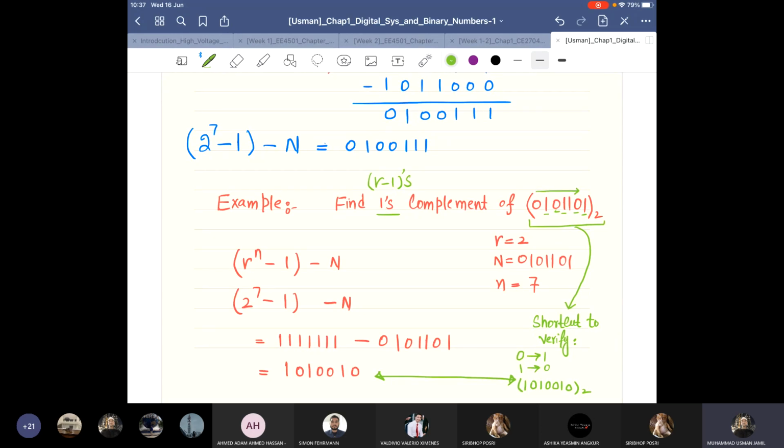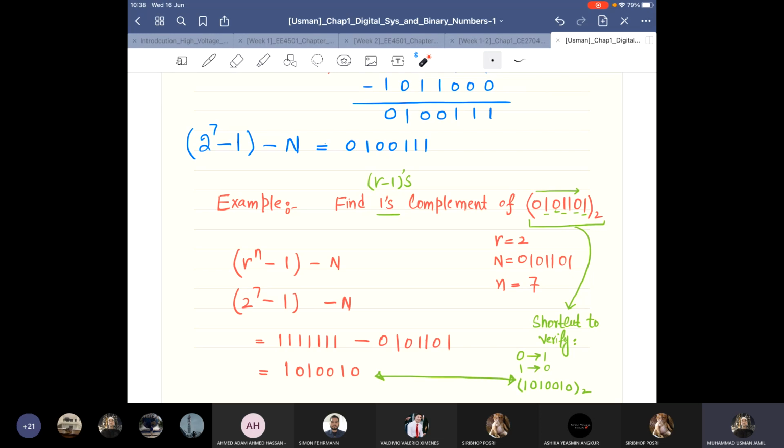So for binary numbers, if you have a 0, change it to 1. If you have a 1, change it to 0. Like here we have a 0, it is 1. Then we have a 1, change it to 0. We have a 0, it is 1. Then we have 1 1, it is 0 0. Then 0, we have a 1. Then 1, we have a 0. So this is a shortcut way to verify your answer when we want to find the ones complement.